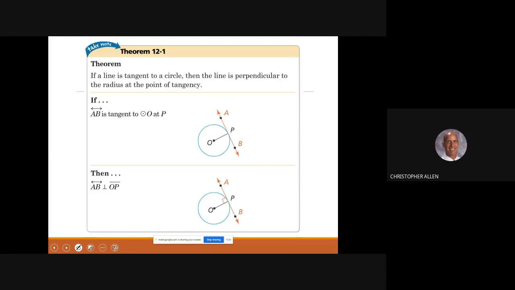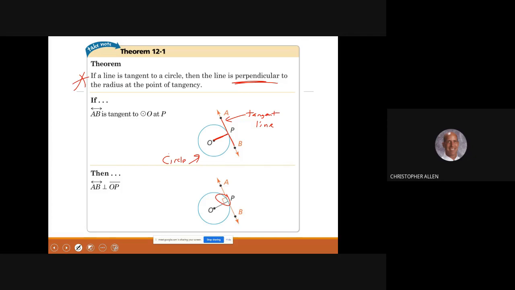So here's our theorem, and this is the main idea for today. It turns out that if you have a tangent line to a circle, here's our circle again, guess what the relationship is between this segment and that line? Perpendicular. Always true. So that's what the theorem says. The theorem says if a line is tangent to a circle, then the line is perpendicular to the radius at the point of tangency.